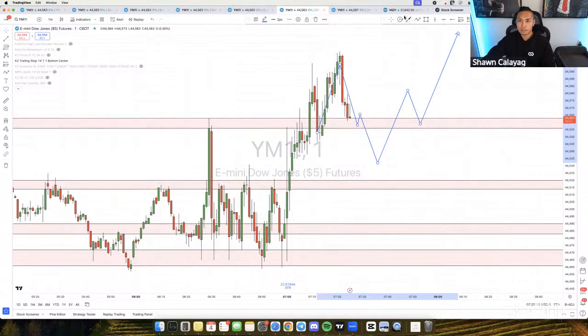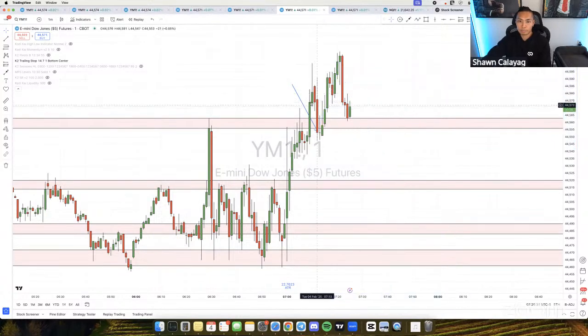Basically, it looks like this is a head and shoulders now. Now that I've noticed it, this could be a shoulder right here. So shoulder, head, shoulder, push back up. It's basically a head and shoulders back up, possibly.